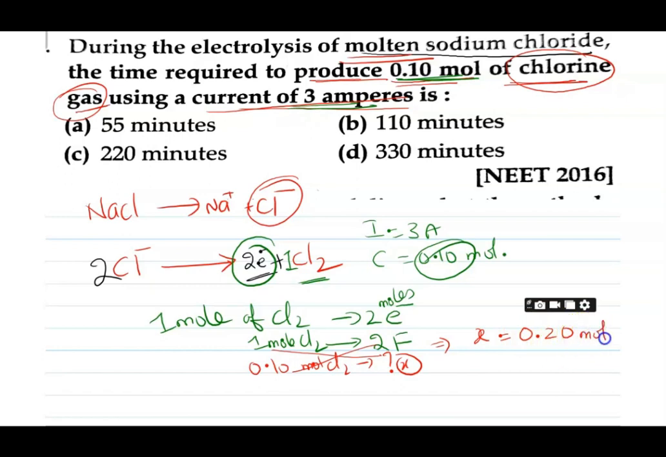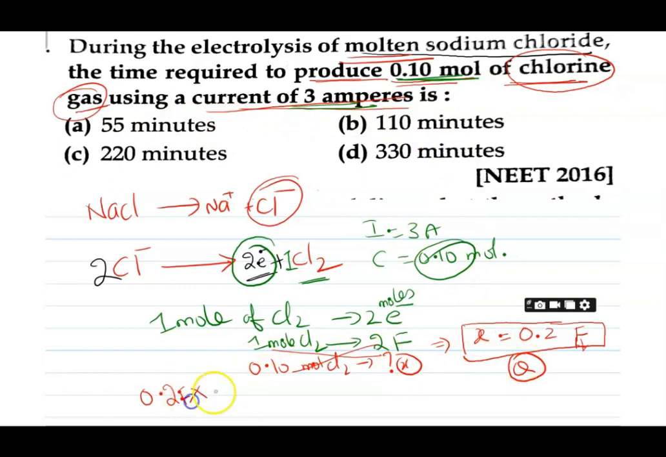0.20 Faradays, right? 0.2 Faradays we are going to require. That means 0.2 Faradays are required. Faraday is nothing but charge, right? You got the amount of charge that is required for the liberation. So of chlorine, you got charge, that is 0.2 Faraday.